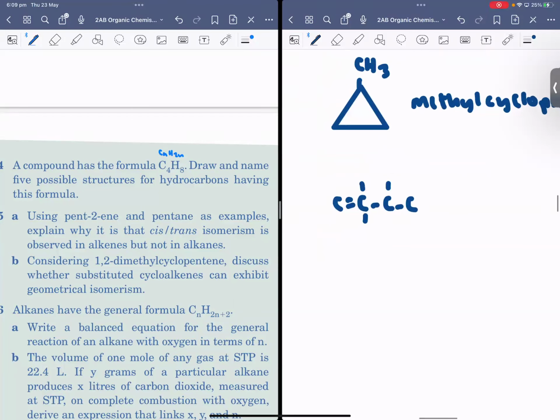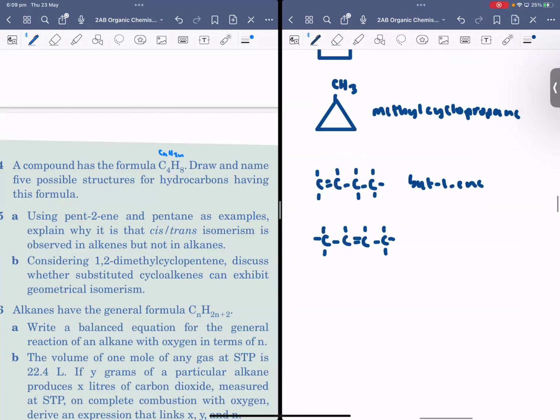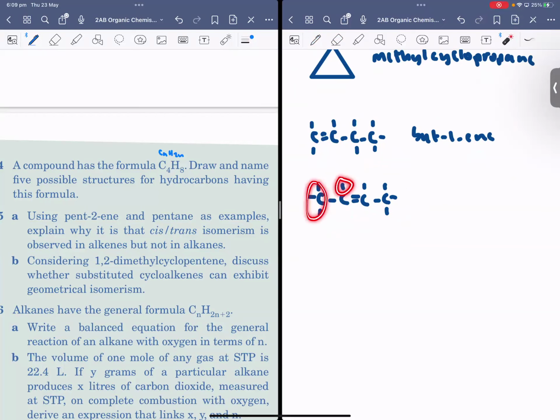What's this called? Butene. What about this? 1, 2, 3, 4. Double bond here. H, H here. All right. Is that different to that?